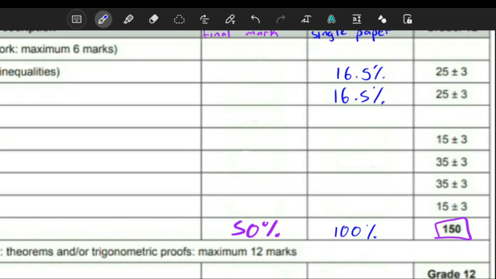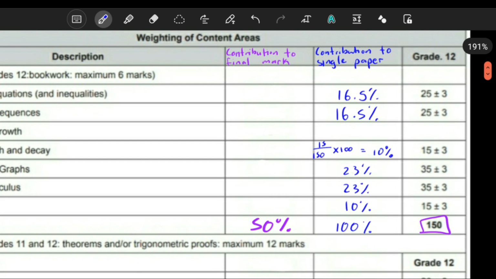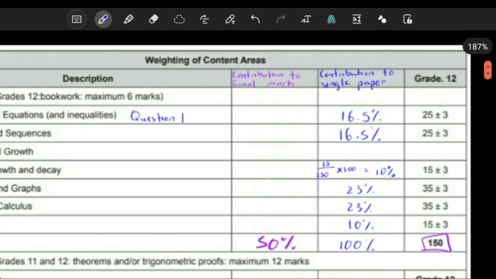So the rest, let's just put in how much percentage those are going to be. There we go, you see. So this is giving you the idea that with things like your algebra and your equations, right? This is like paper 1 stuff, or like question 1, you see. This is roughly just going to be about 16.5% of your single paper, right? Of your paper 1. This here is going to be 16.5, and so on.